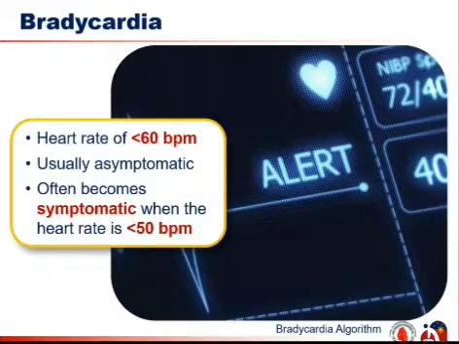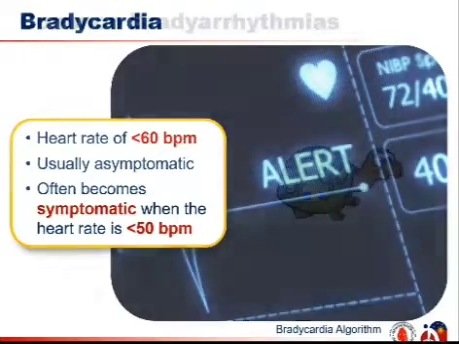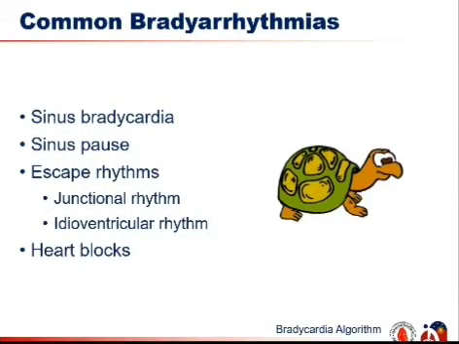Bradycardia is defined as a heart rate of less than 60 beats per minute and is usually asymptomatic. However, when bradycardia is the cause of symptoms, the rate is generally less than 50 beats per minute, which is the working definition of bradycardia used in the algorithm. Bradycardias include sinus bradycardia, sinus pause, and sinus rhythms with heart blocks. It can also occur with any rhythm for which the rate is inappropriately slow. The following are slow rhythms we often encounter in practice. Let's go over them one by one.